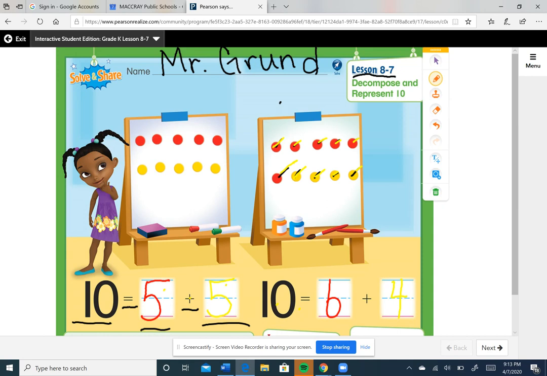Next page. Now remember, before we flip, you could have different answers. There's a lot of different ways to make 10, kindergarten. So I want you to write your own answers down. All right? Let's go to the next page once you're ready to go.